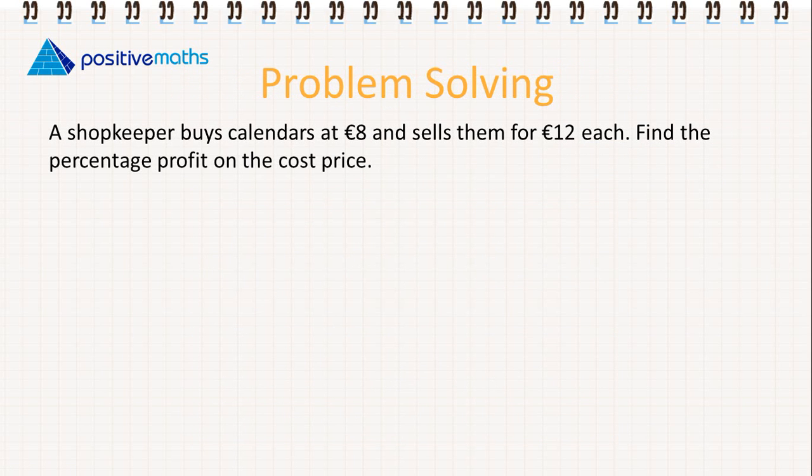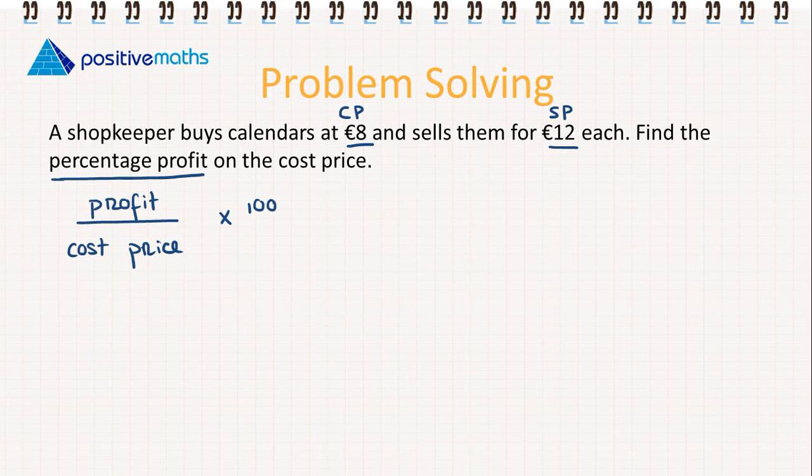So let's practice this. A shopkeeper buys calendars at €8 and sells them for €12 each. Find the percentage profit on the cost price. Okay, so CP I'm going to have for cost price, SP is our selling price. We need to find our percentage profit. So let's just identify first what we need. In order to find the percentage profit, we need the profit over the cost price. We multiply it by 100/1 to get our percentage profit.